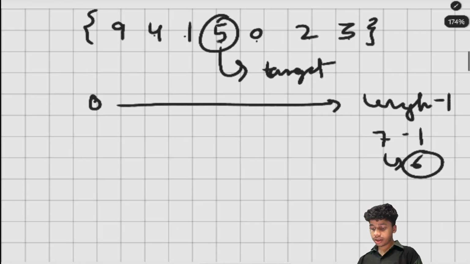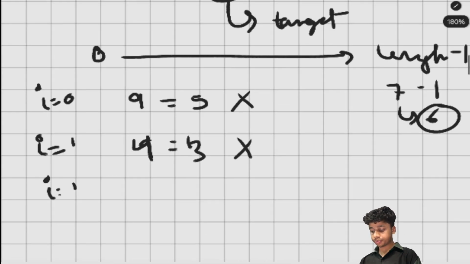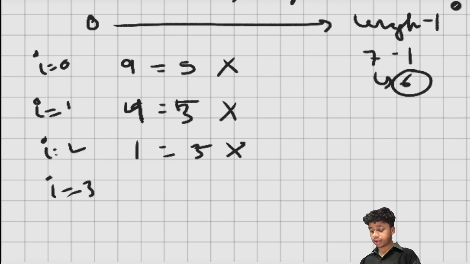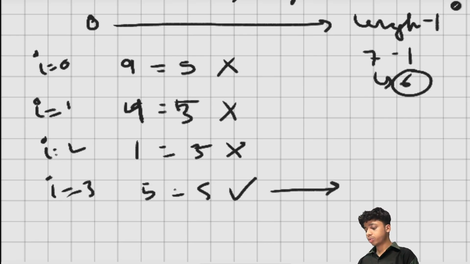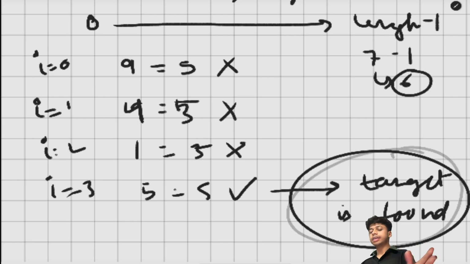So at first, i equals 0, which is 9. 9 is checked with the target 5. Is it equal? No. Then i equals 1. It checks 4. Is 4 equal to 5? It says no. Then i equals 2. It checks is 1 equal to 5. It says no. Then i equals 3. It checks is 5 equal to 5. It says yes. So you exit the loop or the function and say that the target is found. That's basically what linear search is.